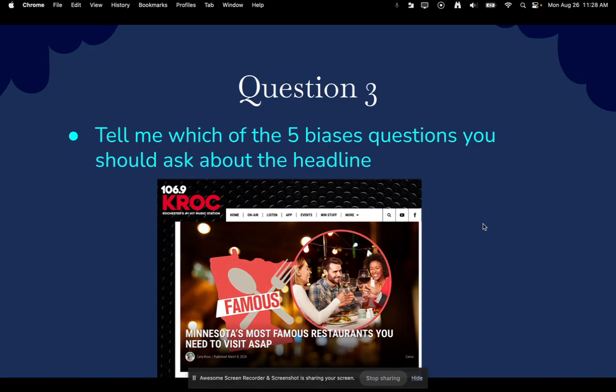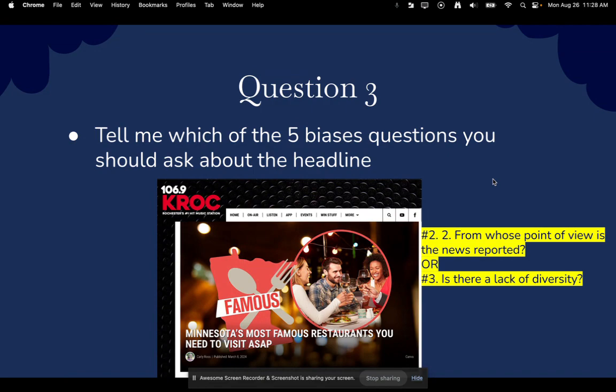Question 3. Tell me which of the 5 biases questions you should ask about this headline. That's right. It's going to be the same as the last one. So, 2, from whose point of view is the news reported? And 3, is there a lack of diversity? Because it's talking about Minnesota's most famous restaurants you need to visit. But who's judging that? Whose point of view is this from?